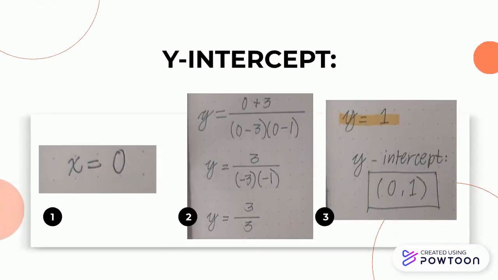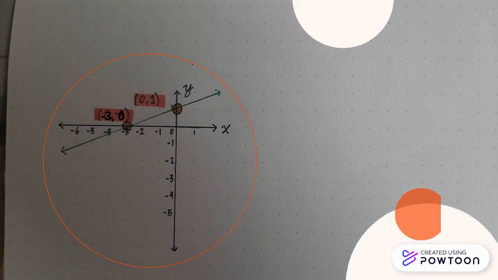To solve for the y-intercept, we will be substituting x = 0. We will then simplify the denominator. Then, we will solve for y. As a result, we have a fraction of 3 over 3, and if simplified, we have 1. Therefore, we have 0 and 1 as our coordinates for the y-intercept.